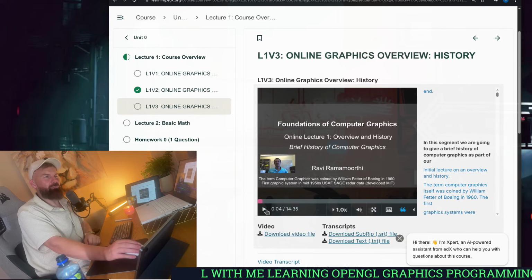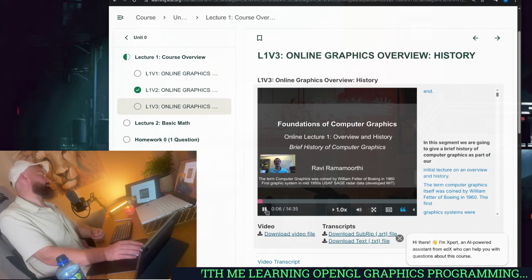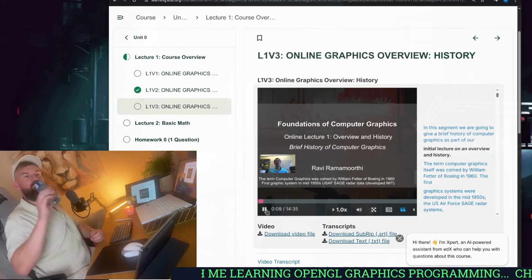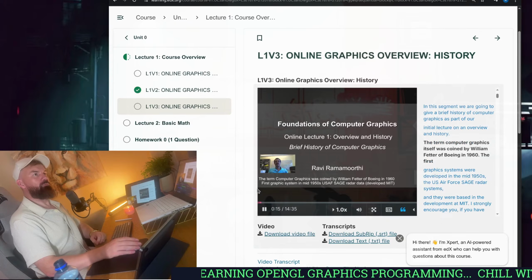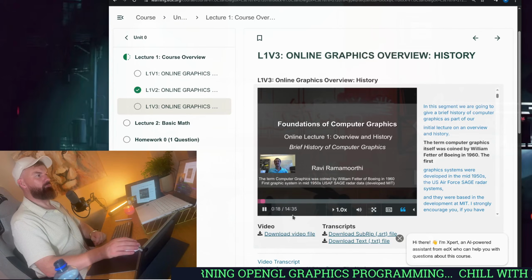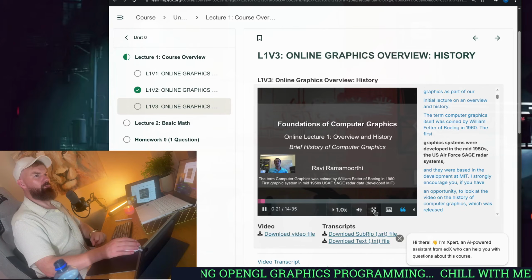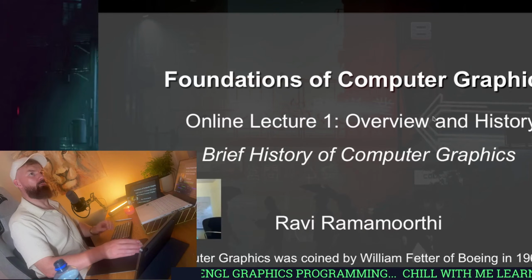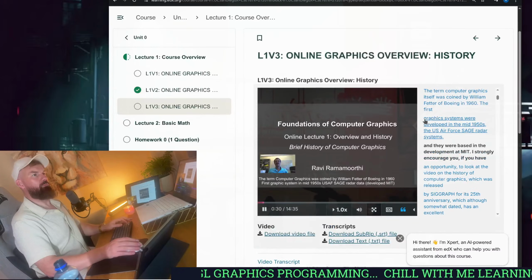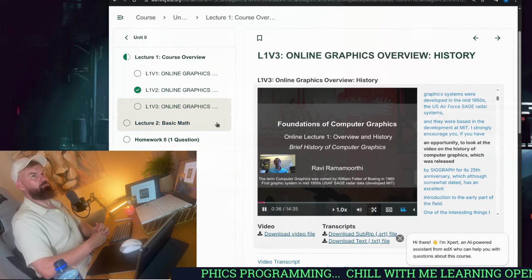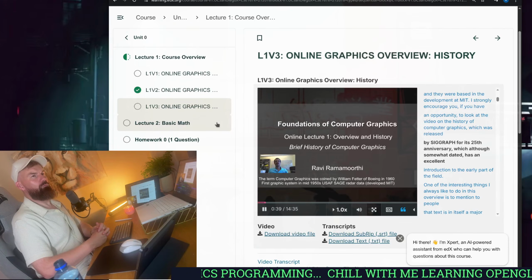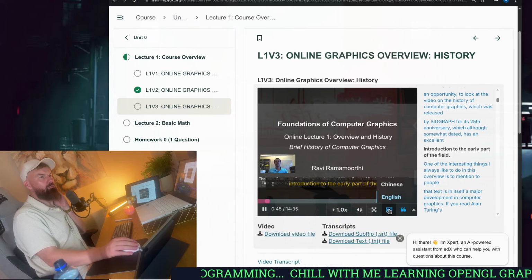History of computer graphics, as part of our initial lecture on an overview and history. The term computer graphics itself was coined by William Fetter of Boeing in 1960. The first graphic systems were developed in the mid-1950s, the US Air Force SAGE radar systems, and they were based on a development at MIT. I strongly encourage you, if you have an opportunity, to look at the video on the history of computer graphics, which was released by SIGGRAPH for its 25th anniversary, which, although somewhat dated, has an excellent introduction to the early part of the field.